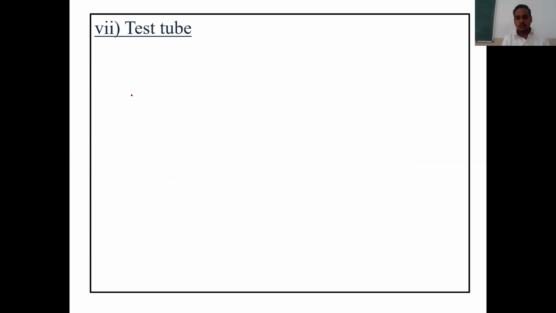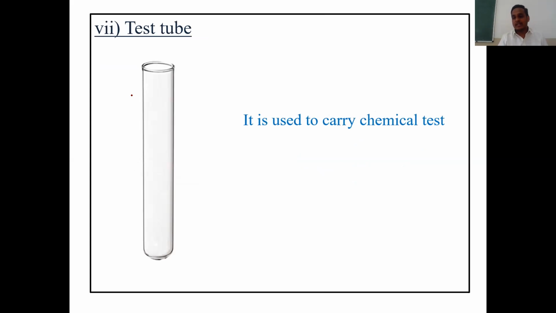Then comes the test tube. You people might be familiar with this type of glass apparatus. We call it a test tube, and the use of this test tube is to carry out chemical tests. Again, in chemistry practicals, we are going to come across qualitative analysis, where many chemical tests have to be performed, and at that time we are going to use the test tube to carry out the chemical reaction between different chemicals.